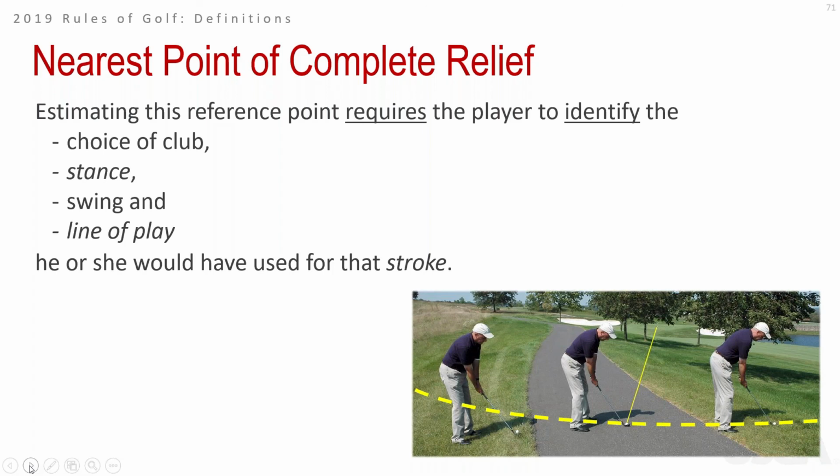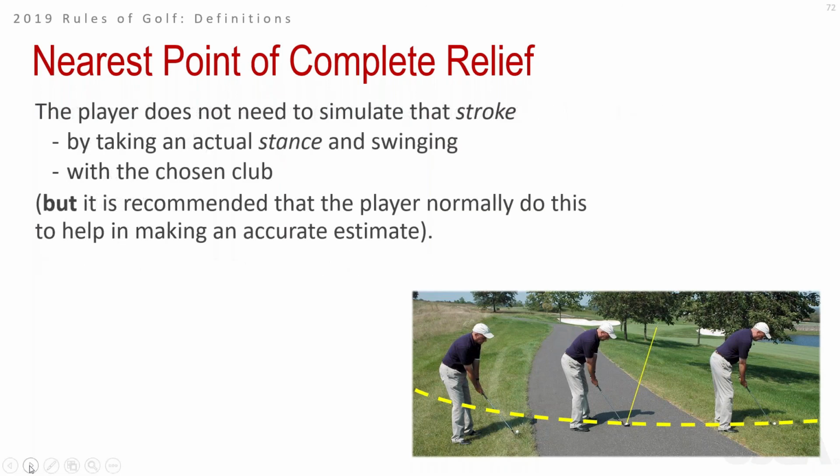Once you do get your relief, you're not subject to playing with that same 120-yard club. If you want to change the way the play is, you're going to play the stroke towards the hole, but you are required to use that club as you would have for taking relief. And again, you don't need to simulate the stroke by actually taking the stance or swing with the chosen club, but it is recommended that the player normally do this to help make an accurate estimate.